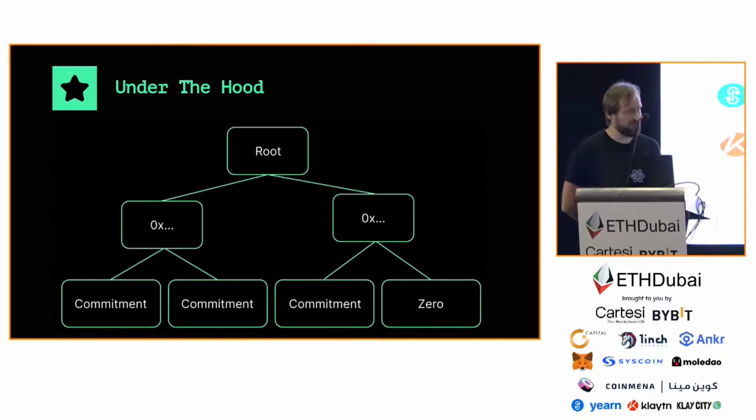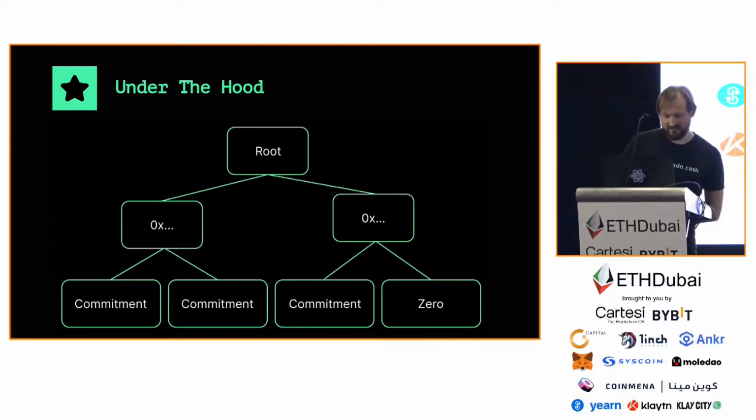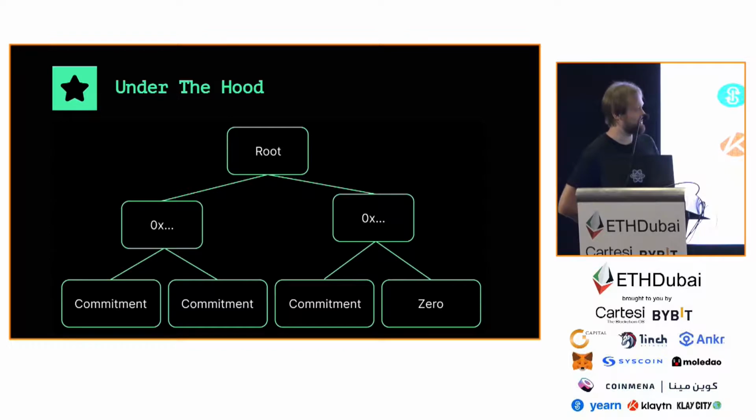So let me explain a little bit how it works under the hood. I'll try to make a simple explanation, but I hope it will be clear. So how Tornado Cash Classic works first. It maintains an internal Merkle tree of so-called commitments. When you send a deposit, you send some Ether along with some hash, and the smart contract will put your commitment in its Merkle tree.